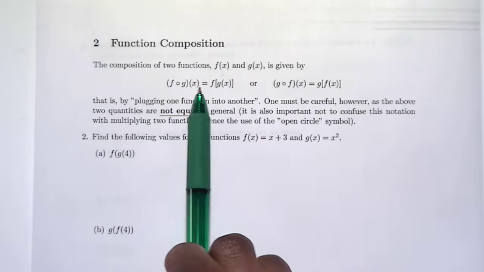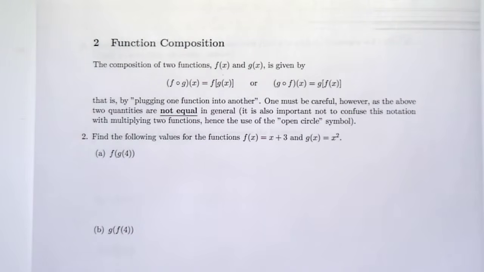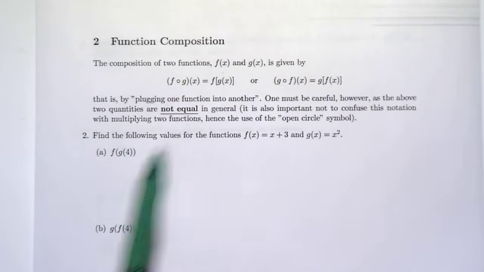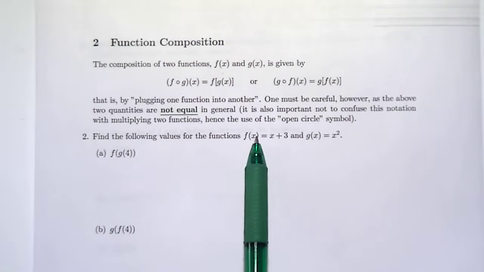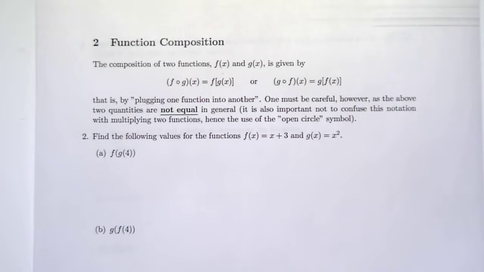And note, these two do not always give the same answer. Spoiler alert, if they do give the same answer, our two functions were inverses, which we'll learn later in class. Okay, so let's use this and answer these questions. So it says find the following values for the functions. f is x plus 3, g is x squared, same two functions that we had before.